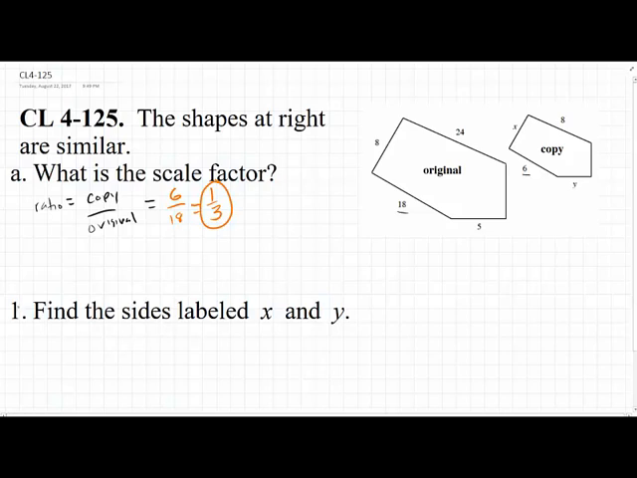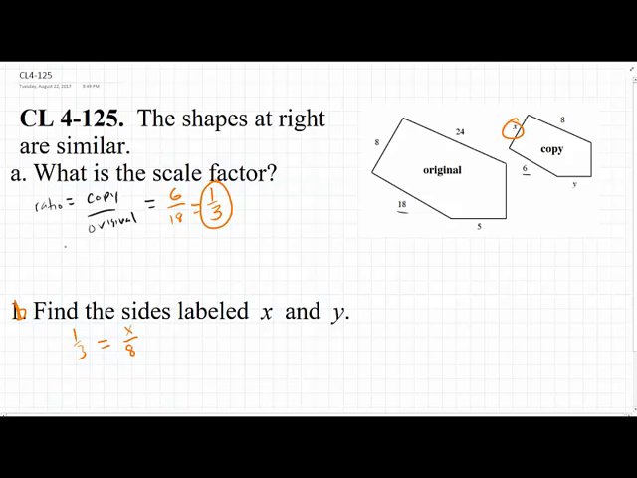And then again, this is kind of poorly labeled. This should be B. Okay, find the sides labeled X and Y. So X is right here. Well, we know that the scale factor is 1 to 3. We know that the original is 8. We know that the copy is X.